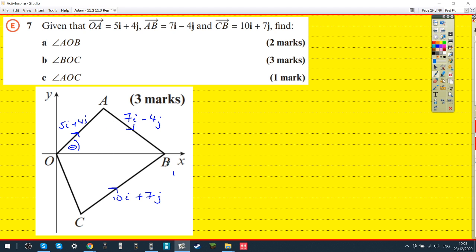What is OB as a vector? OB? Yeah. Well, j would be 0. And i would be 12. Yeah, so that's 12i. So we know the length of this bit will just be 12. How could you get the length of OA? Pythagoras. Yeah. Okay.